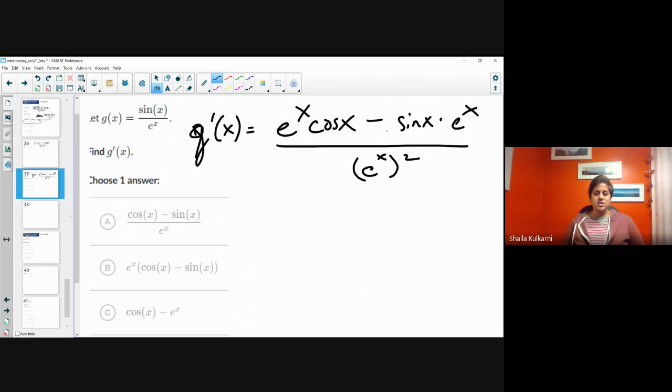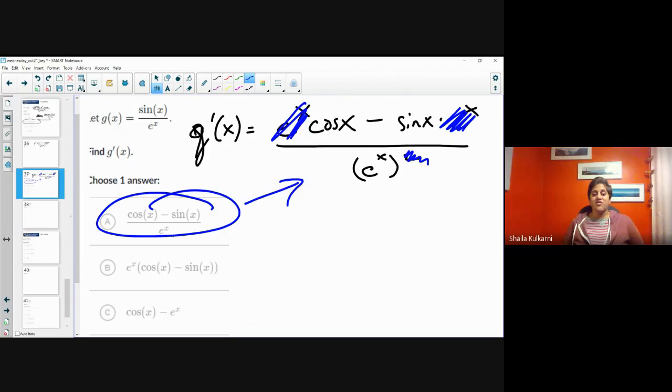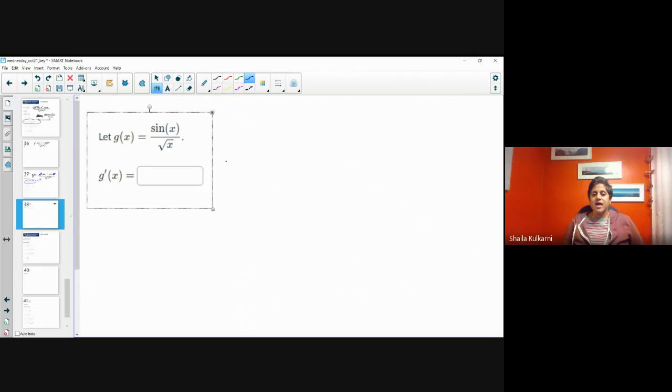Do you notice that all these terms have an e to the x? So cross it out here, and cross out one down here. Does that match anything? Voila. That's a case of factoring and matching, because when we go to our next section, we are going to have to factor to solve. Okay, next question.